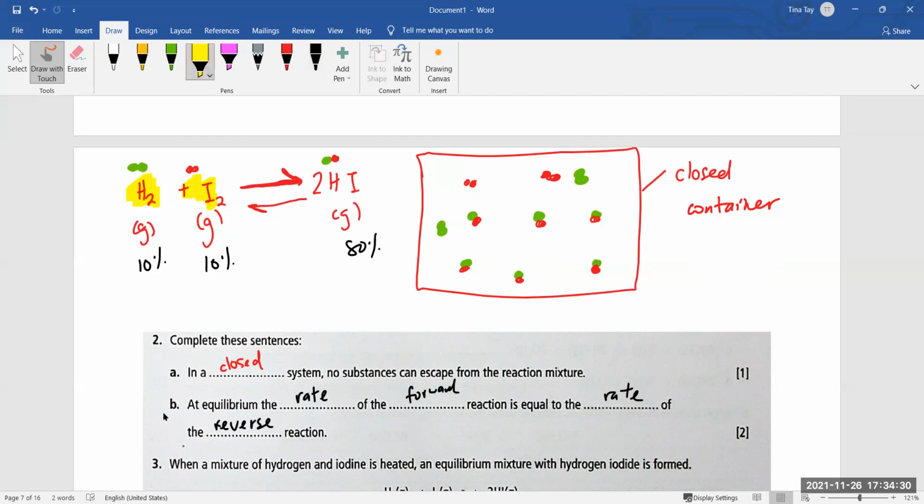And this is your definition for equilibrium. Please write this down. This is what equilibrium means. The rate of the forward reaction is the same as the rate of the reverse reaction, and then there would be no overall change. There will be no more changes already. They will stay at 10%, 10%, 80%. For example, it could be 40, 40, and then 20%. You don't know, but they are happy already.